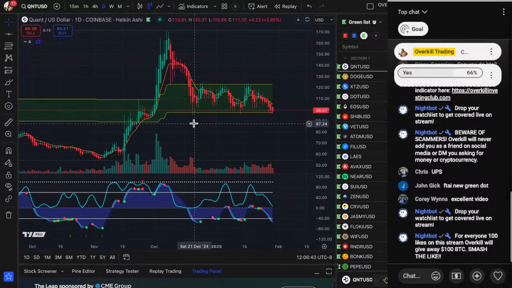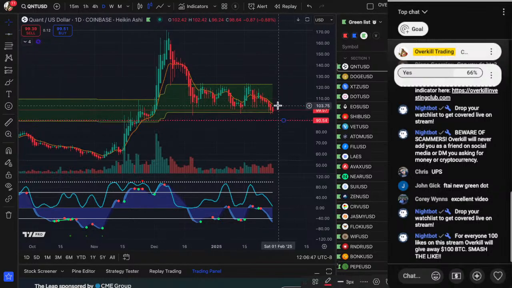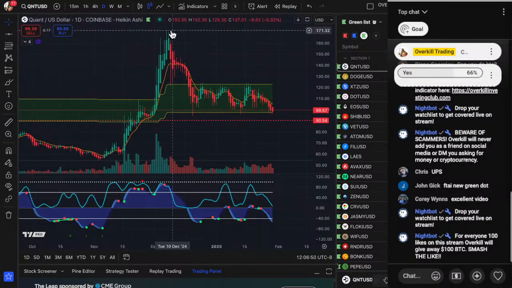Okay, again, we bounced here. Are we going to bounce at the same level again? I like QNT above 90. Okay, everyone's excited about QNT up here at 170. No one wants to buy it down here at $100.